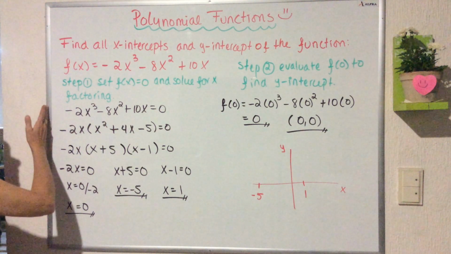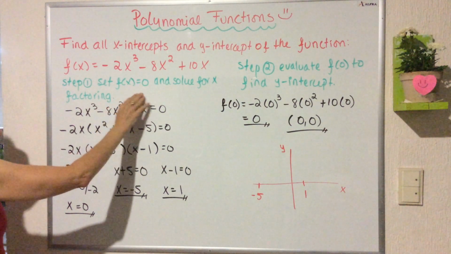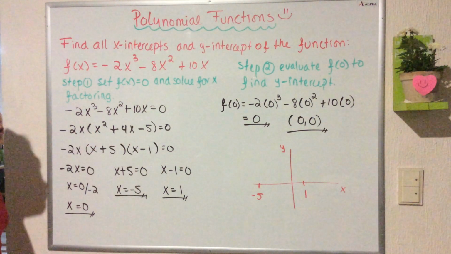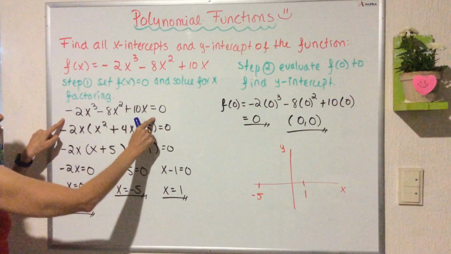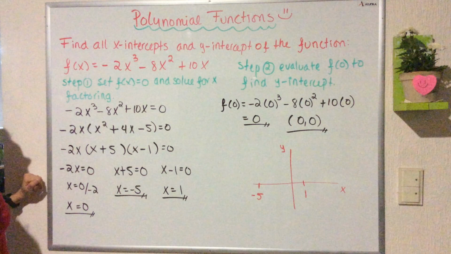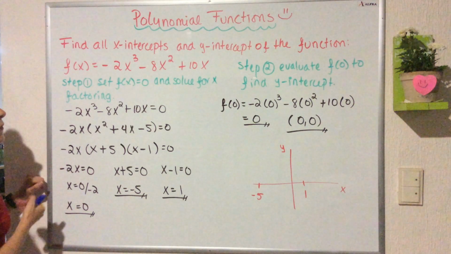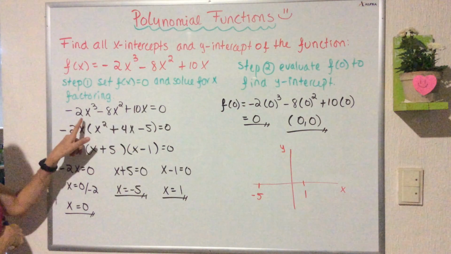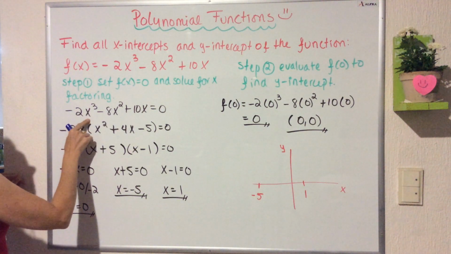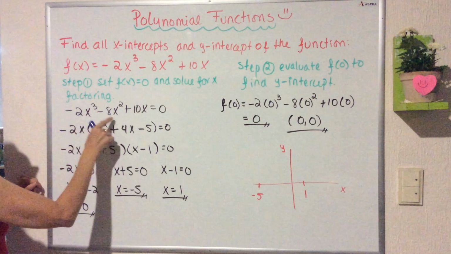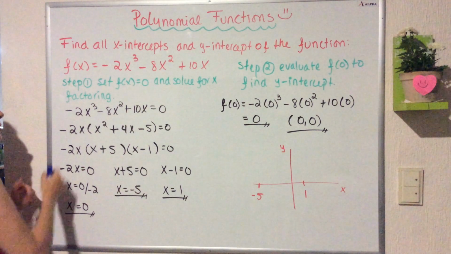So step number 1, dear students, set f of x equals 0 and solve for x factoring. So we're going to equalize all the function to 0, and then we can get the 3 roots. First of all, I'm going to factorize. As you can see, here we have a common factor, which is, here we have x to the third, x to the second, and x. So x is a common factor.